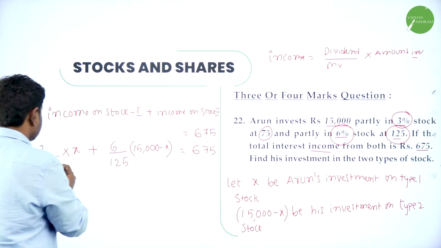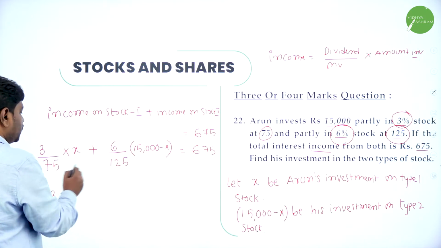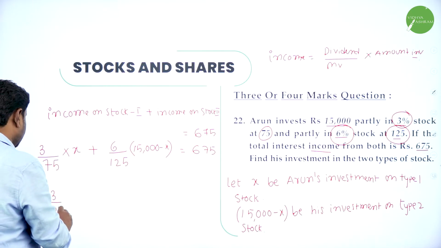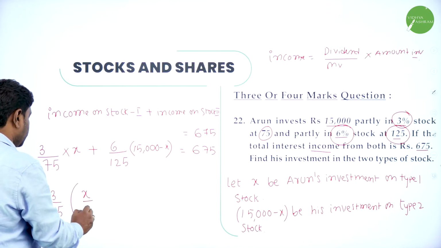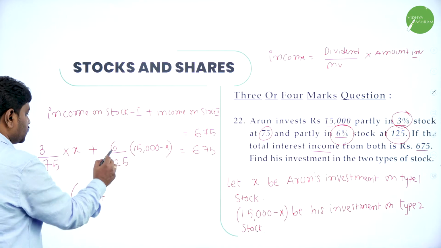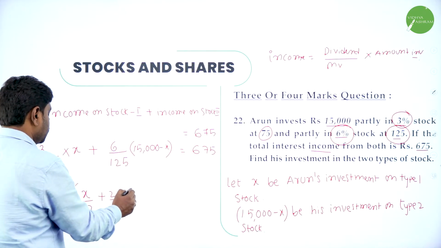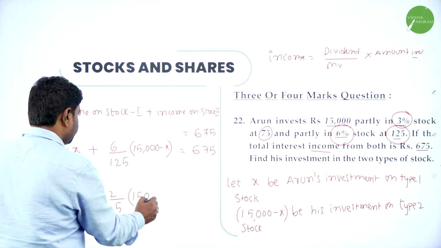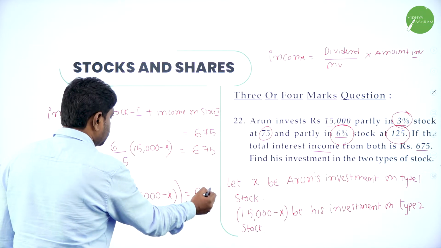Now simplify this. So in both the cases, 3 I can take common. 75 and 25 are divisible by 25. I'll take 25 also common. So I'll be left out with X divided by 25 3s, plus 3 I have taken common, so it will be 2 divided by 25 5s into 15,000 minus X is equal to 675.